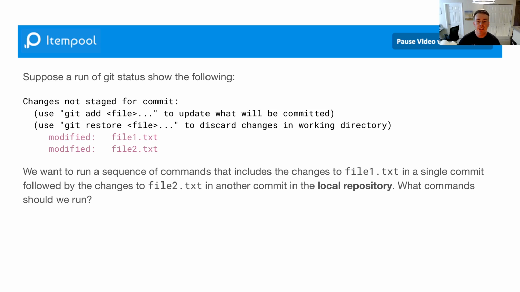You can write a couple of commands that include the changes to file1 as one commit, and then the changes to file2 will become another commit. But I only want this to affect the local repository. So in item pool, it's going to be a free response question. Type in what commands you're going to use to do this, and maybe give a short summary explaining what's going on.